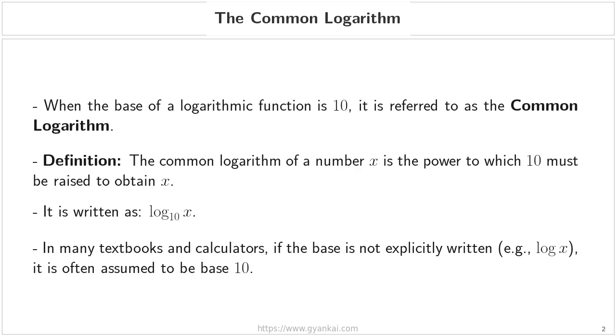One very important practical point to remember is that in many textbooks and on most scientific calculators, if the base is not explicitly written, for example, if you see it written simply as log x, it is often assumed to be base 10. Keep this notation in mind, as we will see in the next slide how this specific logarithm is applied in the real world to measure pH levels in chemistry.